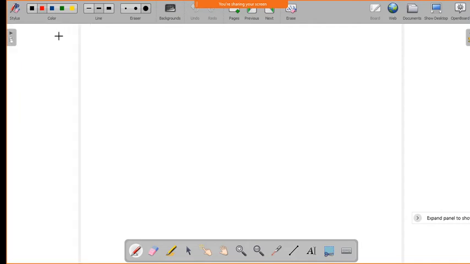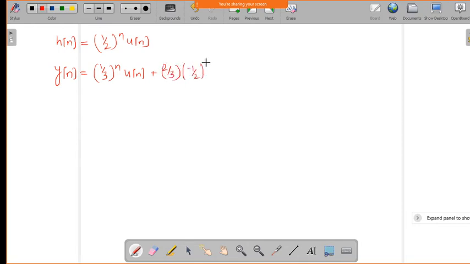Okay, so now a system has impulse response which is given by h of n equal to half power n into u of n. And if you have y of n, the corresponding output of the system, which is given by 1 by 3 into u of n plus 2 by 3 into minus half power n into u of n. So if the system has impulse response h of n and corresponding output y of n is given by this, now find the input signal given to the system.